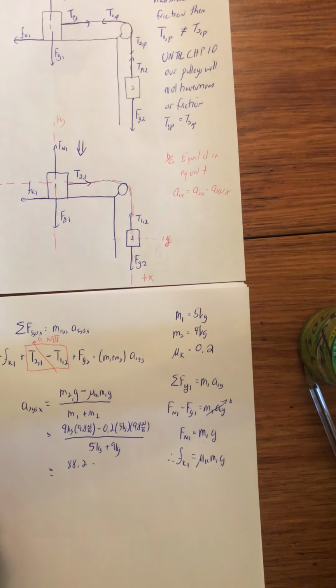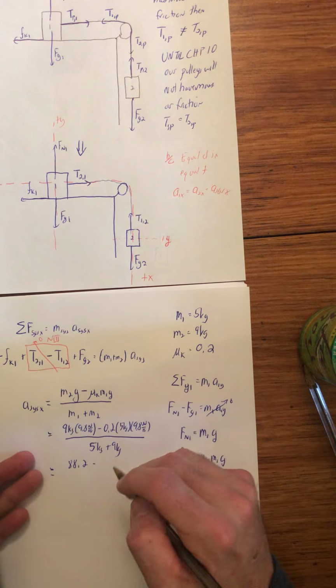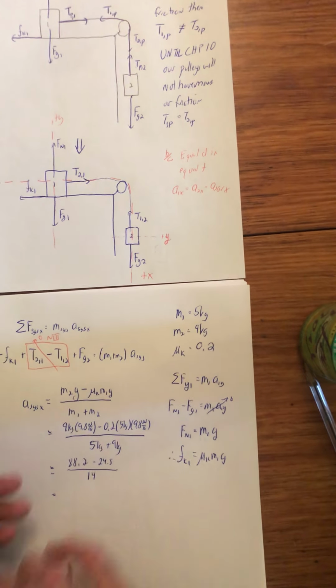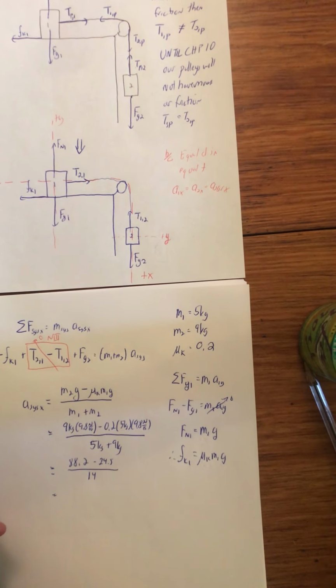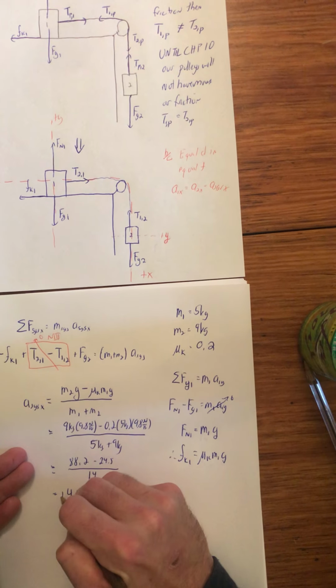88.2, I'm just saving some numbers in case they end up being useful later. I don't know why they would be, but 24.5 all over 14. Okay, and that's 4.55 meters per second squared, positive.